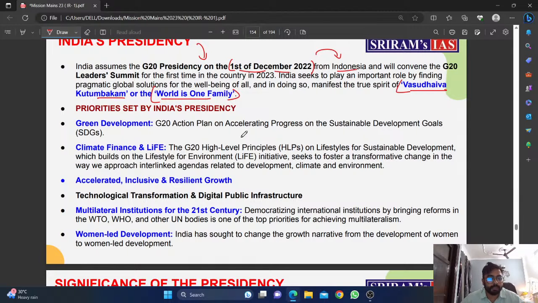First, green development. Green development will include the G20 action plan to accelerate the process on sustainable development goals. How we can develop actions so that we can have green development around the globe. Then India has highlighted climate finance and LiFE, like how developing countries will get access to finance to introduce all those technologies that will help them build greener infrastructure. And then India will also work on LiFE, lifestyle for environment. They will also build on LiFE.